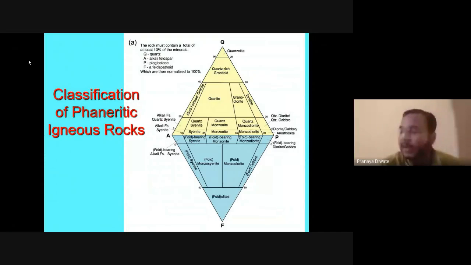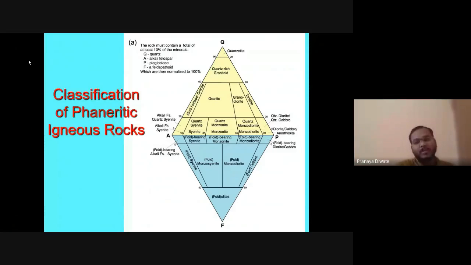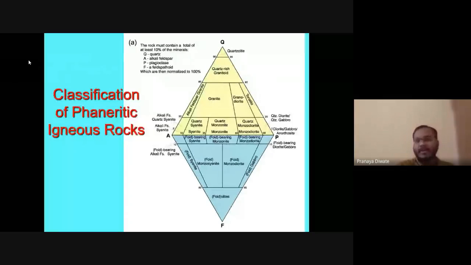Then you have a classification of phaneritic igneous rock. What is phaneritic and what is aphanitic? It is the crystal size which is seen by the naked eye. That is your phaneritic and aphanitic. So phaneritic rock is divided into different kinds of igneous rock. If you have the idea about this, you can have a proper classification.